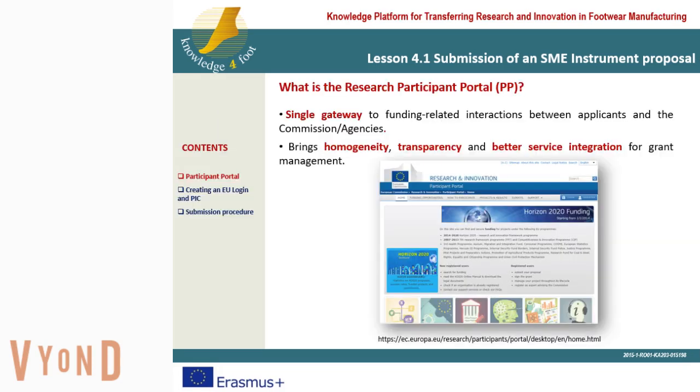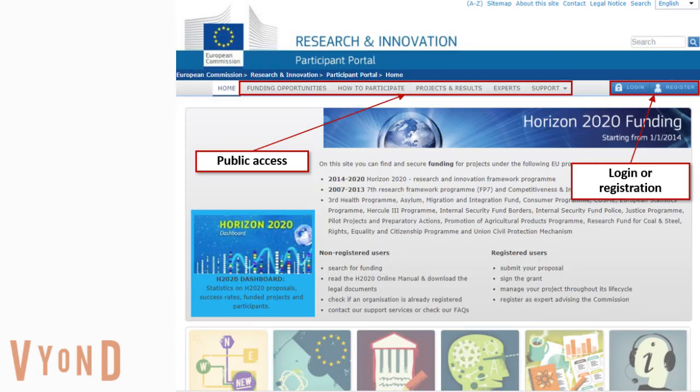What is the Research Participant Portal? The Participant Portal is the single gateway to funding-related interactions between applicants and the Commission/agencies. It brings homogeneity, transparency and better service integration for grant management. Some areas in the Participant Portal are for public access, whereas some others require authentication through EU login or registration.